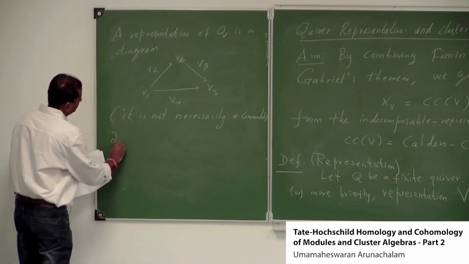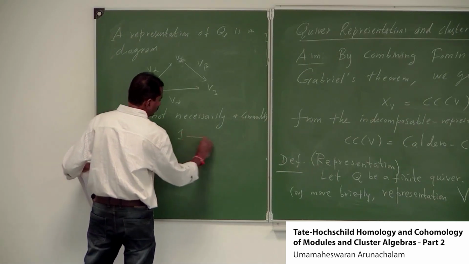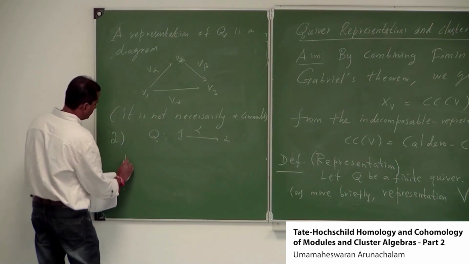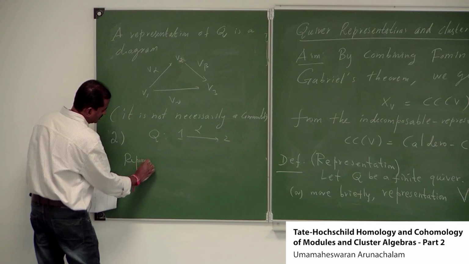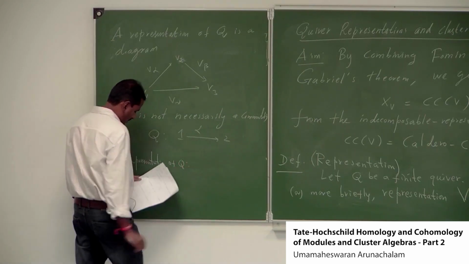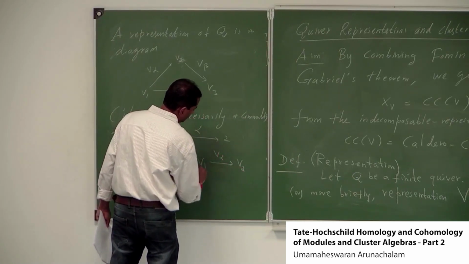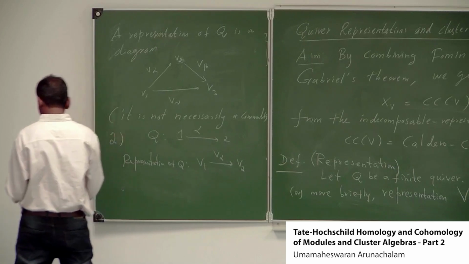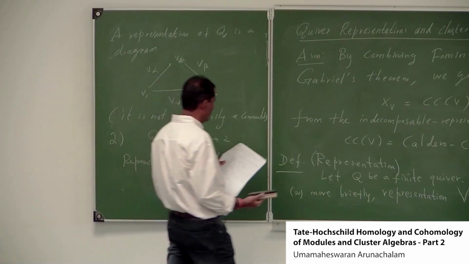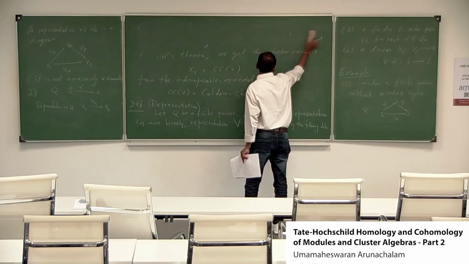Next, second example. Suppose your QR is 1 to 2 with arrow alpha. What is the representation of Q? This is a simple example. The representation of Q is V1 to V2, where V alpha is mapping from V1 to V2. Next, morphism of representations. If we talk about morphisms of representations, then we can define our category of representations.